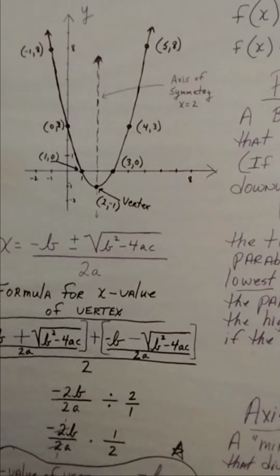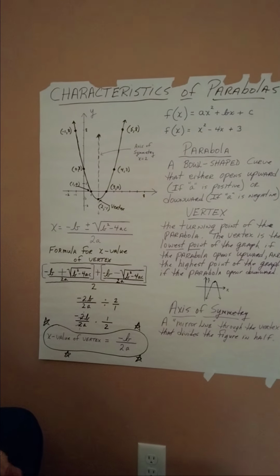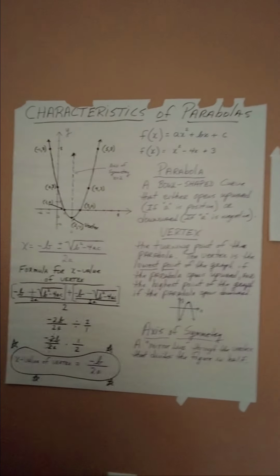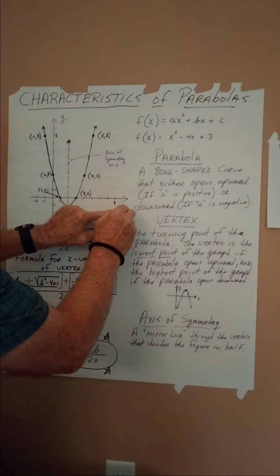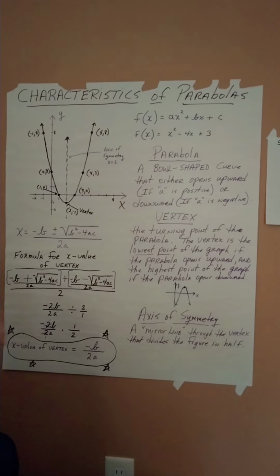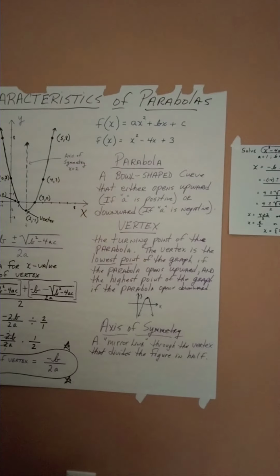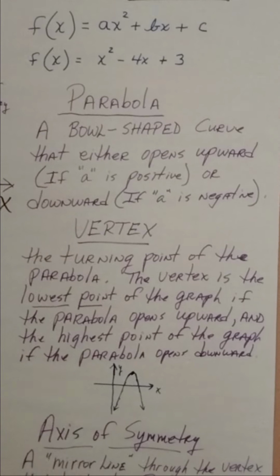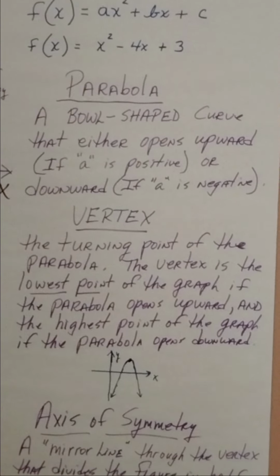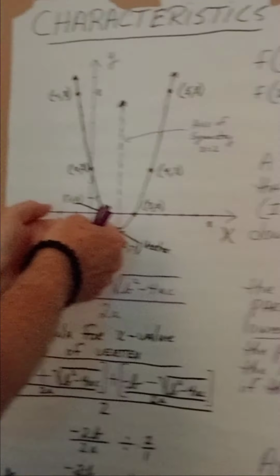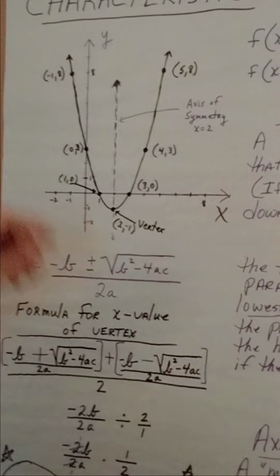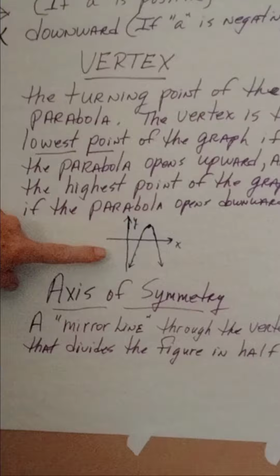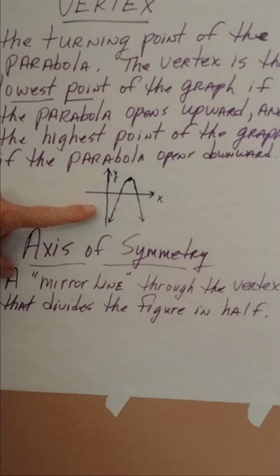Now, let's talk about this graph that we see placed up here on the x and y axes. Item number 1. Let's define the word parabola. A parabola is a bowl-shaped curve that either opens upward, such as this one, or it opens downward, such as this little example that I just pointed out right here.